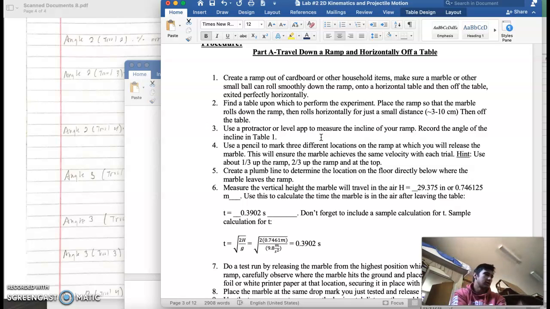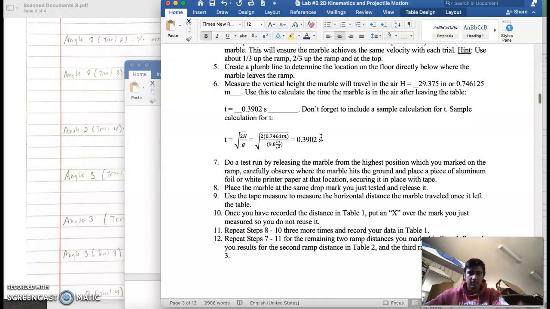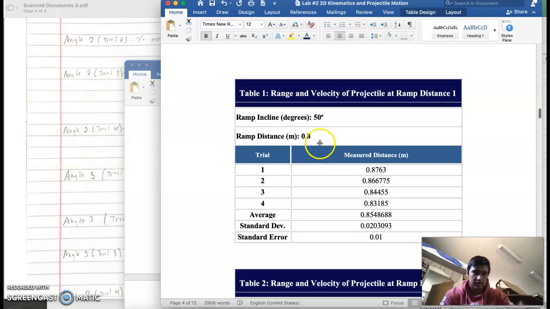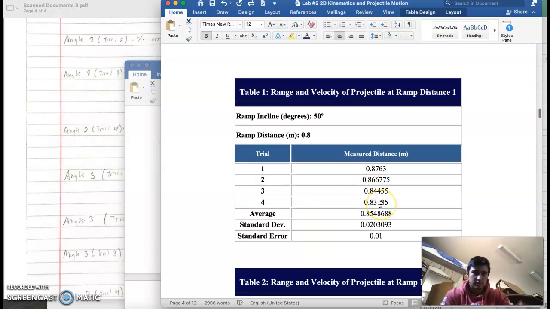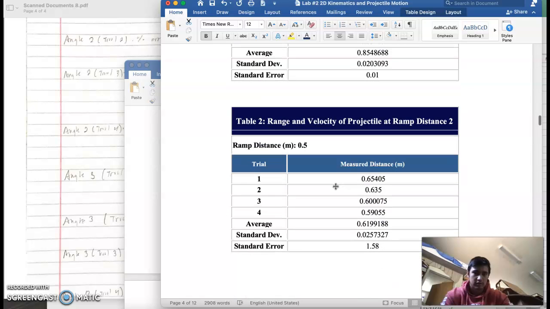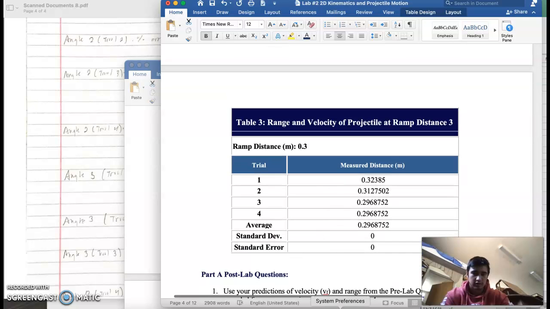So then I did 4 trials per area of letting the marble drop from that height until it dented the paper, and then I measured from that dent to the plumb line spot and recorded that value. So here are my values: ramp incline 50 degrees, ramp distance, how high the point was, then each trial, these are the measured distances, and I got the average and standard deviation. Here's table 2 with all those trials, and table 3 with all those trials.